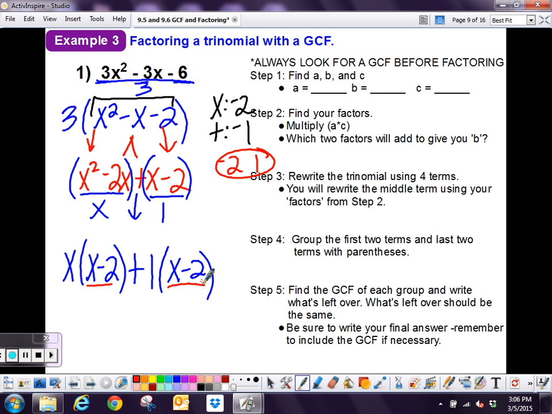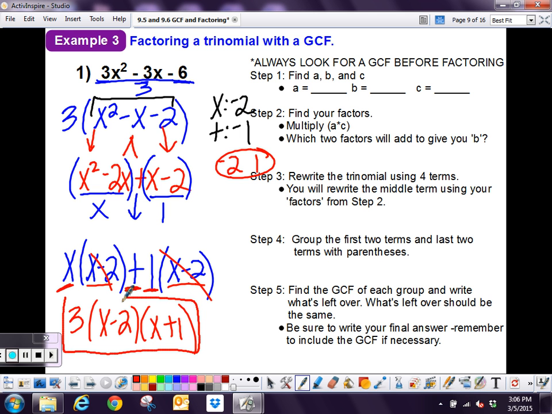Okay, notice our two groups are the same. So we're going to write that down once. Okay, and then I'm left with x plus 1. Okay, remember that 3 that we factored out earlier? We have to throw that back out front because that was also used to multiply to get 3x squared minus 3x minus 6.